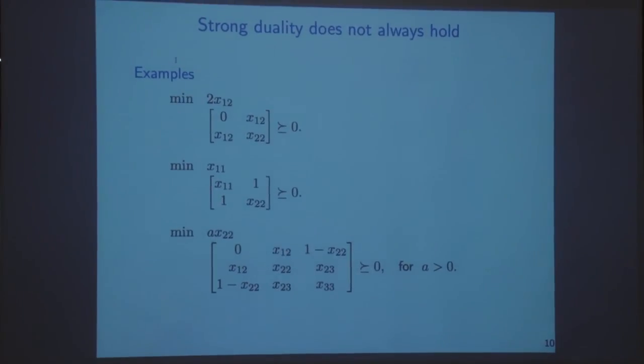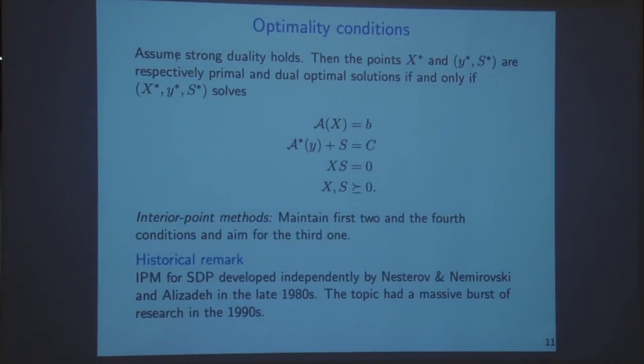All right, so here is something nice that, again, should ring a bell. If we know that strong duality holds, for example, if you have primal and dual Slater conditions, then we have something like the KKT conditions, or something that looks a lot like the optimality conditions for linear programming. So what are the conditions?